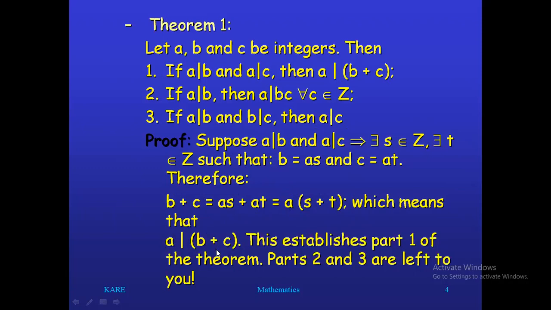So A divides B plus C means B plus C can be written as A into some integer. S and T are integers, and their addition is also an integer. So A divides B plus C. This gives the explanation for the first one: if A divides B and A divides C, then A divides B plus C. The second one and third one is left to you. It's very, very easy. You can follow from the previous one.